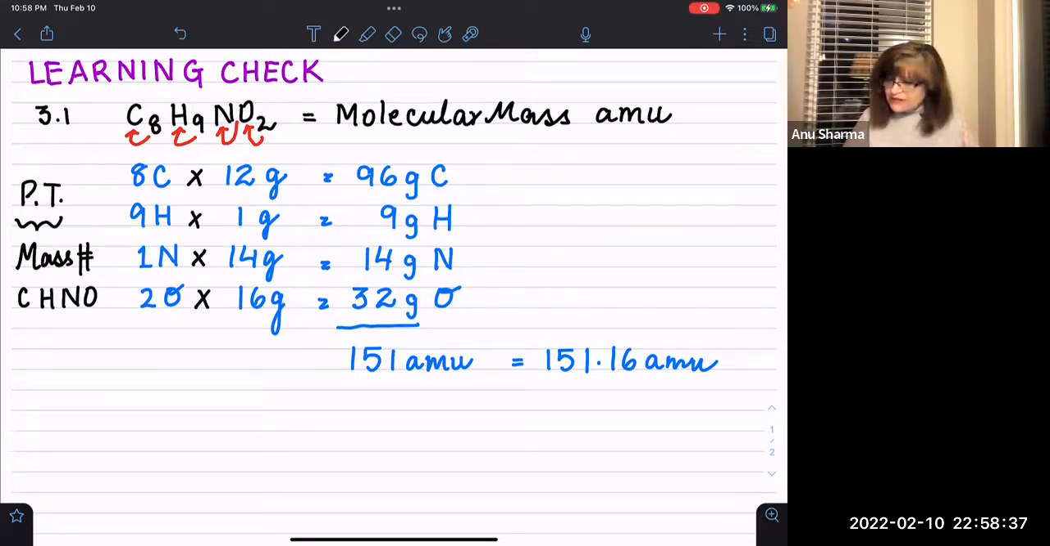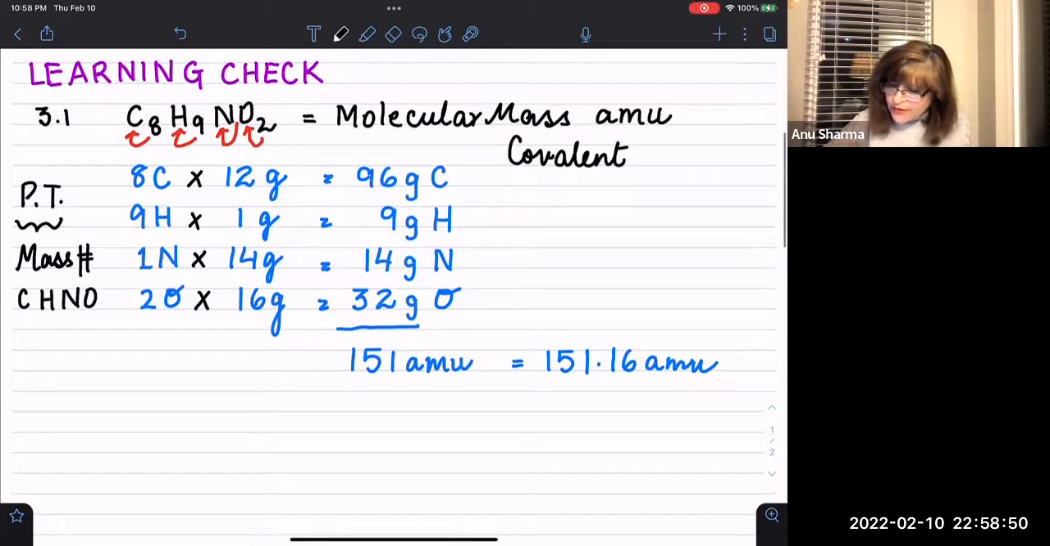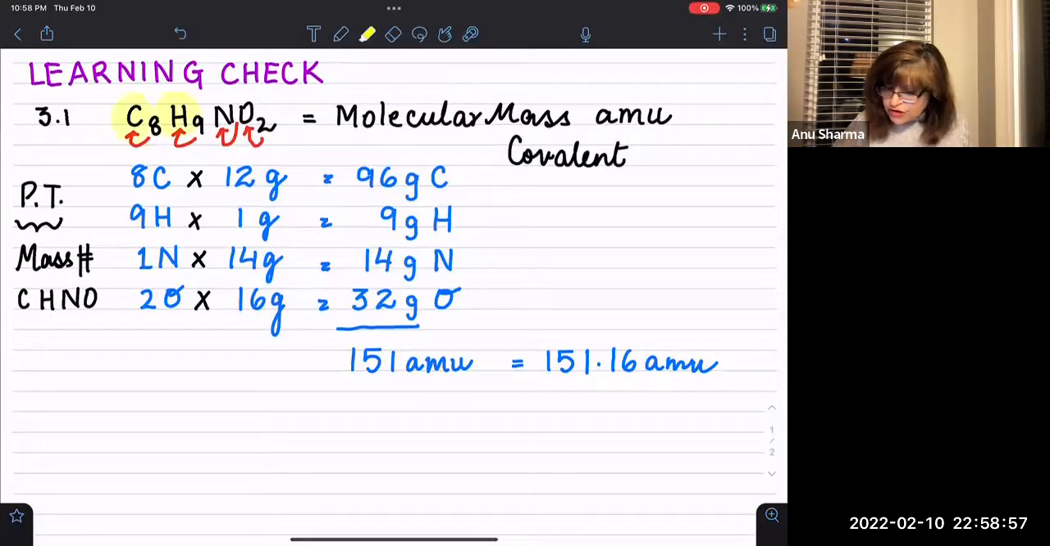This is called a molecular mass because this is a covalent compound. Covalent compounds are formed by the sharing of electrons. Another thing is, anytime you have carbon, hydrogen, oxygen, and nitrogen mixed, this is like covalent bonding.